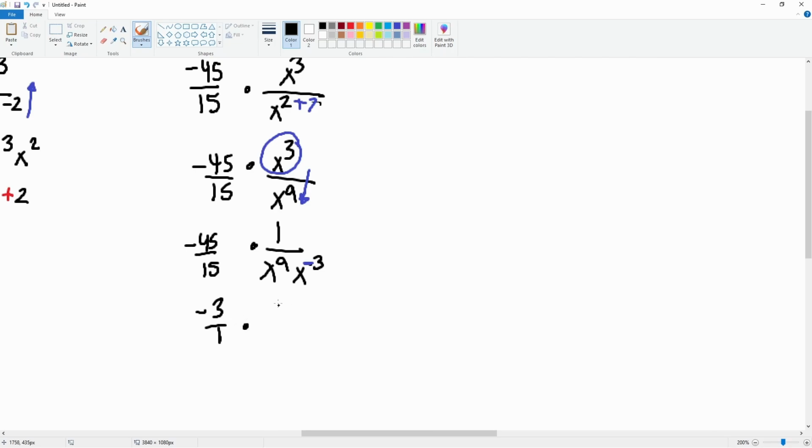Then we can combine the like terms. We have a 9 and a negative 3. We're going to add. This is going to get us a negative 3 on top, and on the bottom, it's x to the 6. All right, there you go.